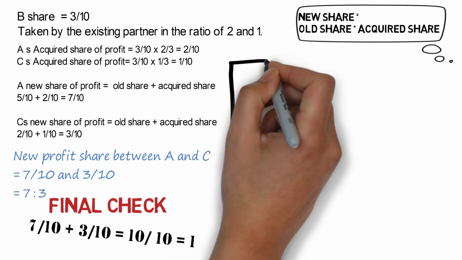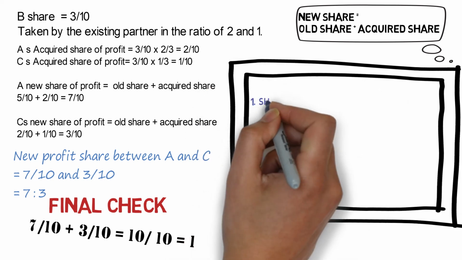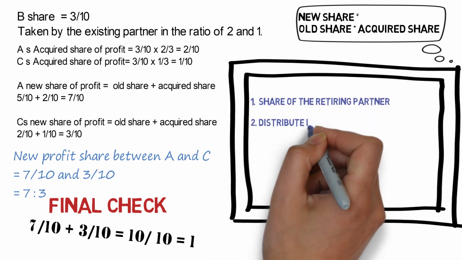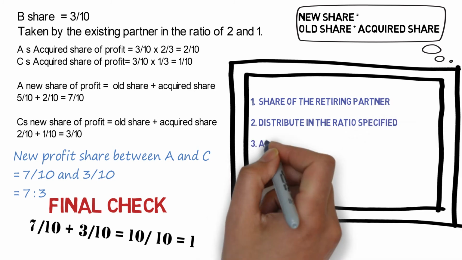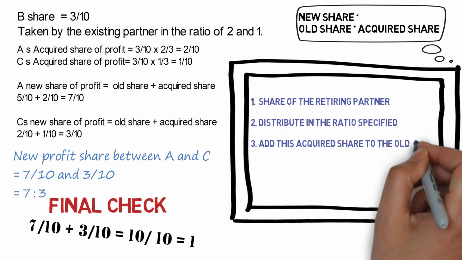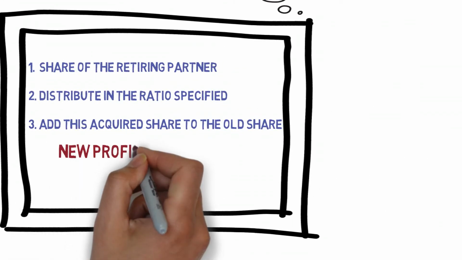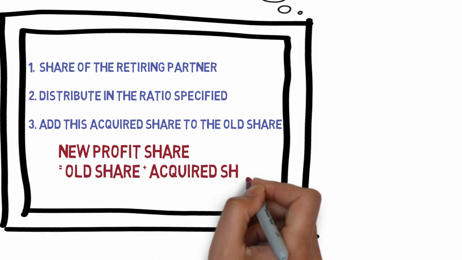So how did we do this? First, identify the share of the retiring partner. Then distribute the share of the retiring partner in the ratio specified in the question. Add this acquired share to the old share of the continuing partner and get your final answer right, because new profit sharing ratio is equal to old ratio plus the acquired share of profit.